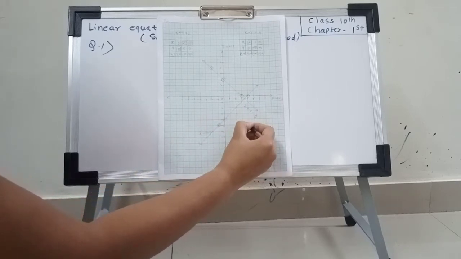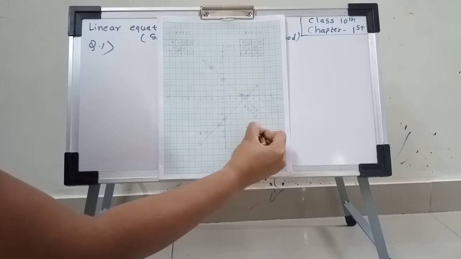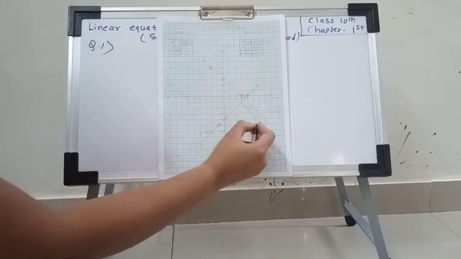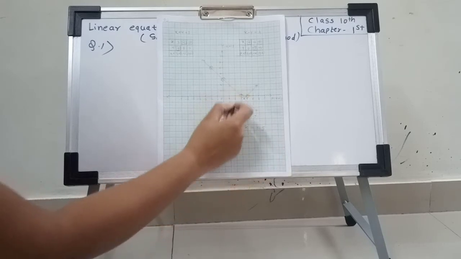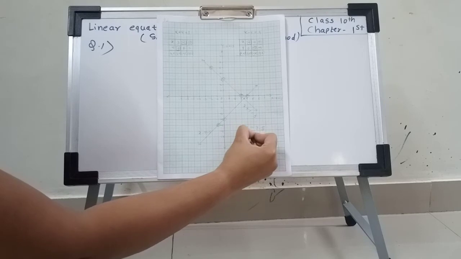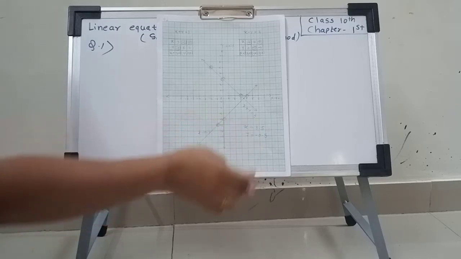On the x-axis, both the lines touch at the point 3.5, and on the y-axis 0.5, but this is below the x-axis, which means y is equal to minus 0.5. Okay, our solution is x is equal to 3.5 and y is equal to minus 0.5. Understand? This is our solution.